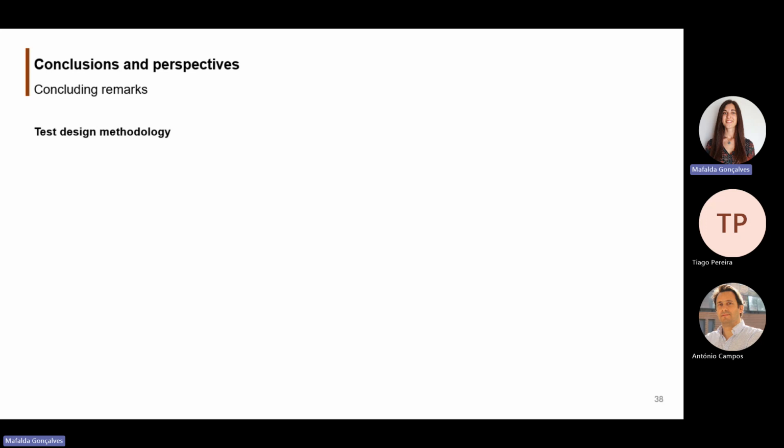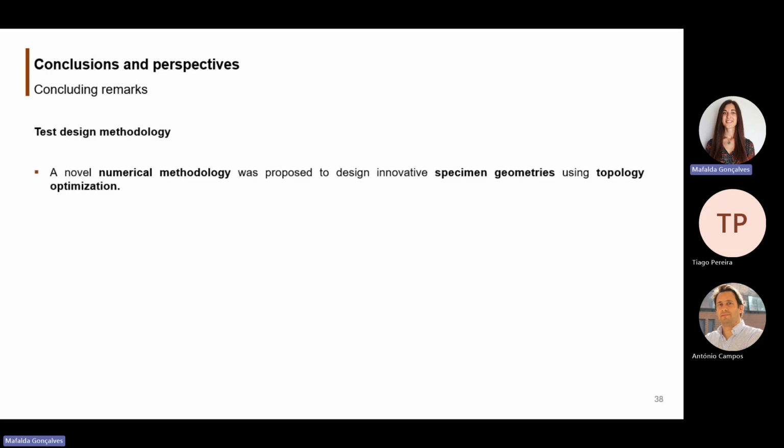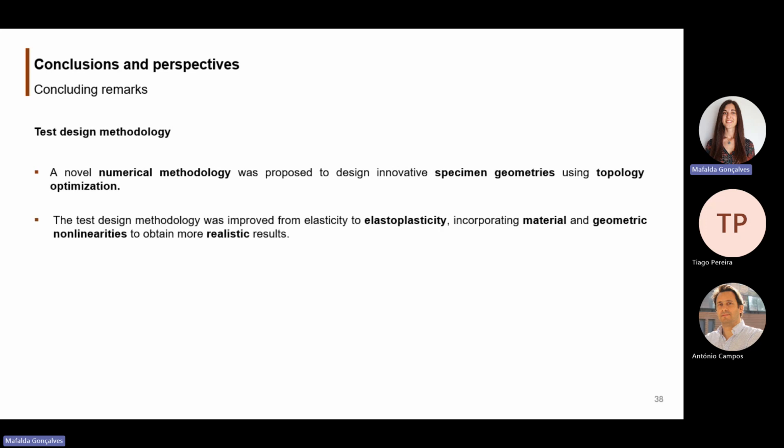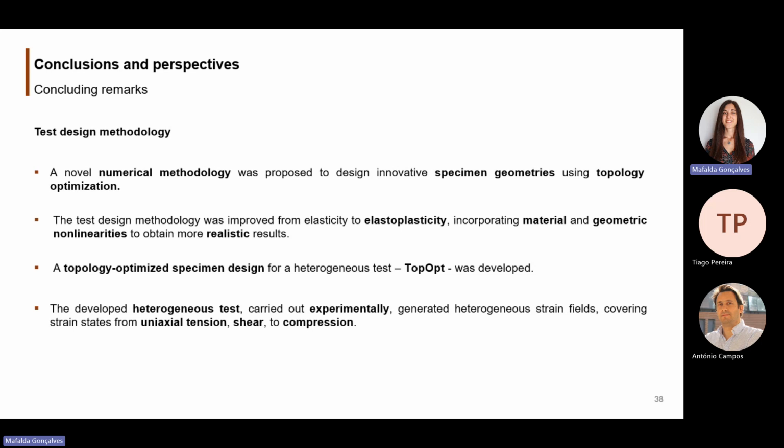Regarding the conclusions, for the test design methodology, a novel numerical methodology was proposed to design specimen geometries using topology optimization, and this methodology was improved to elastoplasticity, incorporating geometric and material nonlinearities to obtain more realistic results. This test was topology optimized, and it was named the top-up. The developed heterogeneous test was carried out experimentally, and it generated heterogeneous strain fields covering strain states from uniaxial tension and shear to compression.